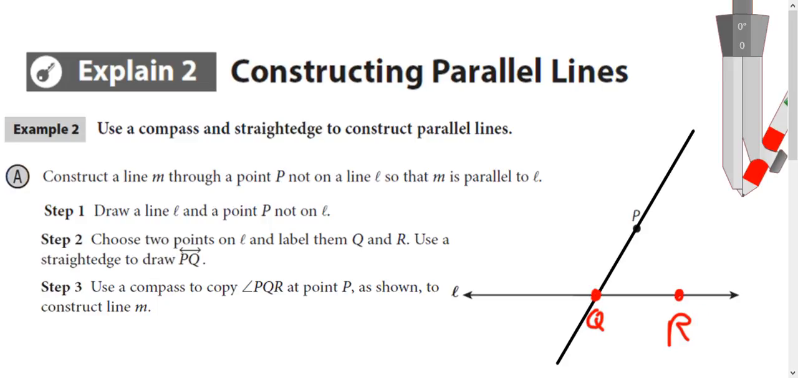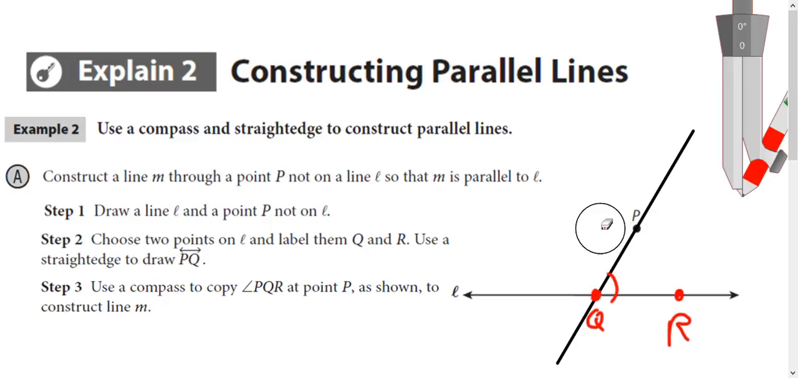So the idea is that we're going to copy this angle PQR. If we copy that angle, which we did in framework 1, so that this angle is congruent to angle PQR, then the lines will be parallel because those are corresponding angles, and therefore, since corresponding angles are congruent, the lines have to be parallel.